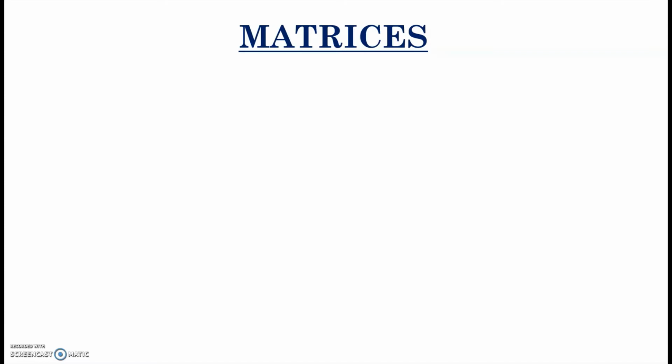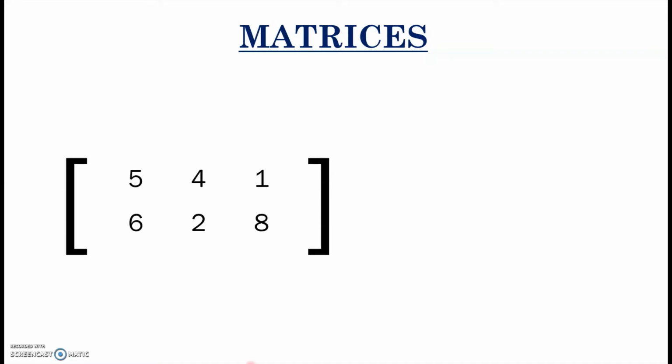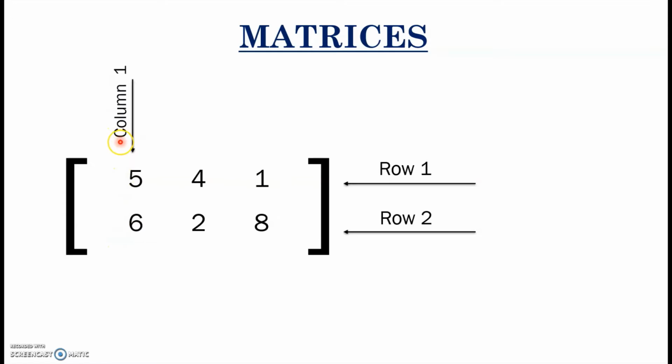So let's have a rectangular shape, rows and columns, numbers plotted. Here you can see we have the numbers 5, 4 and 1 in row 1 and 6, 2 and 8 in row 2. This also has columns: column 1 is 5 and 6, column 2 is 4 and 2, and column 3 is 1 and 8. This representation of numbers in rows and columns is called a matrix.